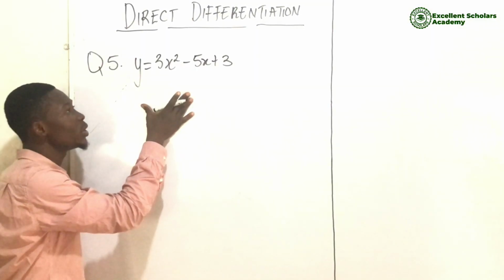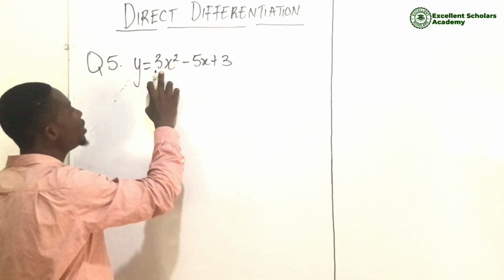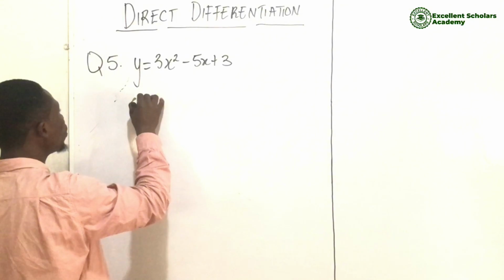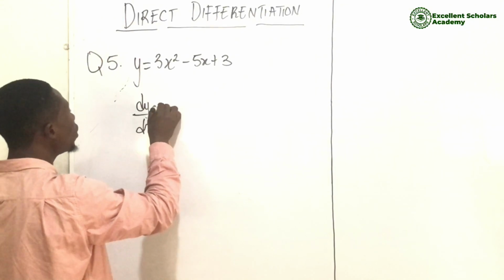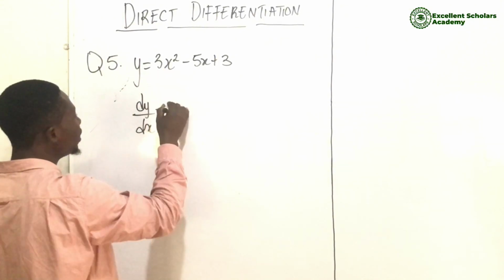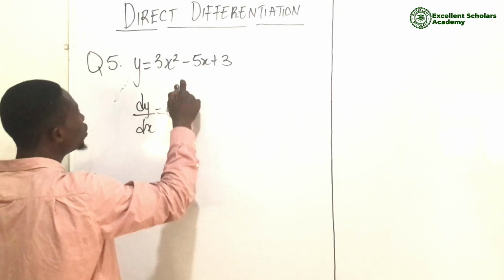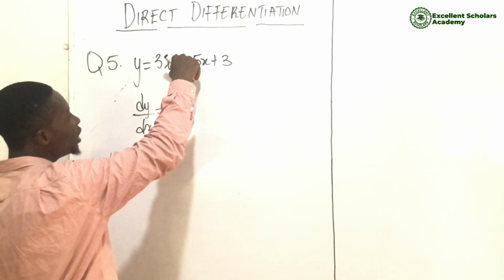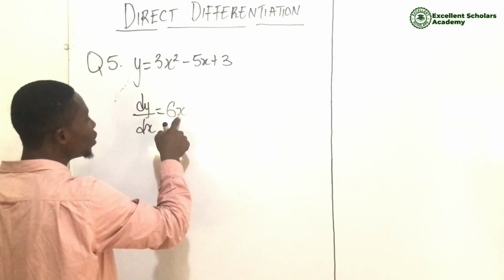Okay, so this is the next question we are going to solve. y equals 3x squared minus 5x plus 3. Now I want to differentiate this. So our dy/dx is going to be equal to, differentiate this, 2 times 3, that gives us 6. Then x, subtract 1 from 2, that gives you 1. So x to the power of 1 still gives us x.